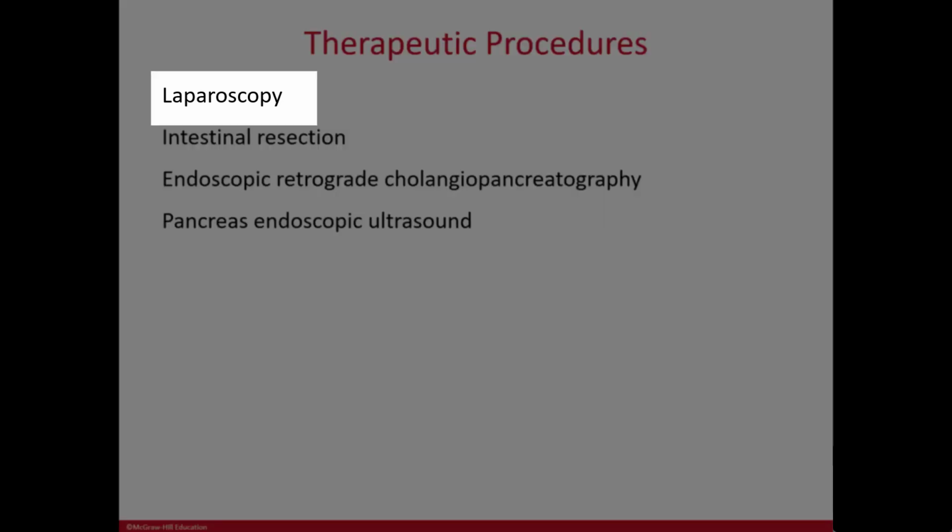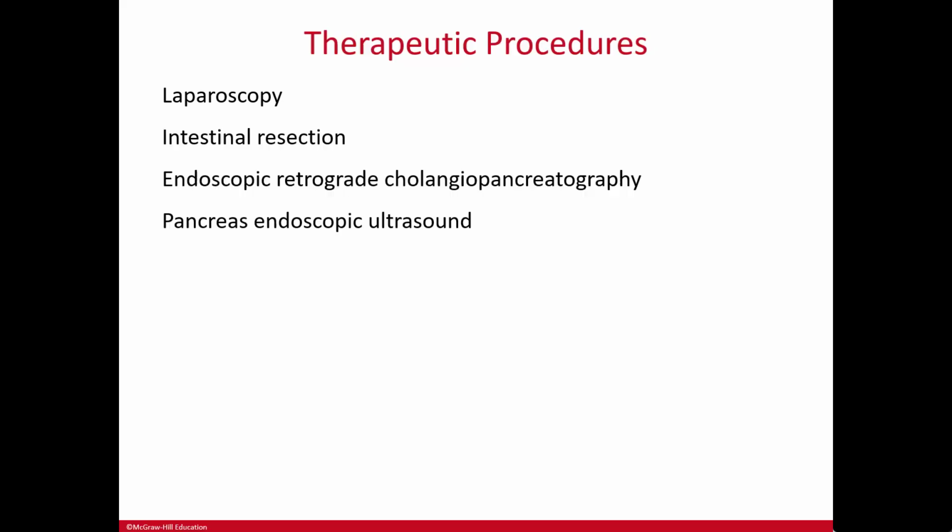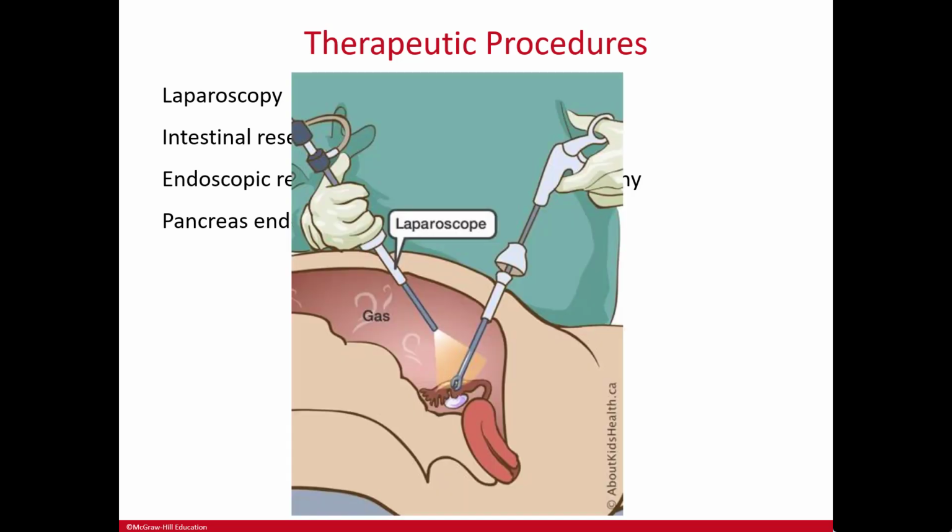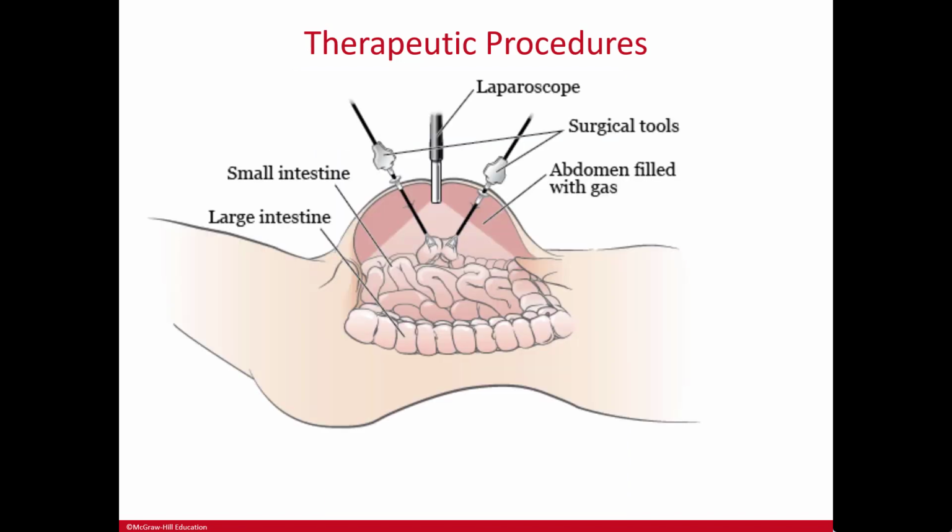A laparoscopy uses a thin, lighted tube inserted through an incision. So the difference here is an endoscopy goes through the mouth or through the rectum. A laparoscopy, now we're making an incision through the abdominal wall. Laparo means abdomen. So a laparoscopy uses a scope that goes through an incision in the abdominal wall to look at the abdominal or pelvic organs. And they can do surgery this way or biopsy samples.